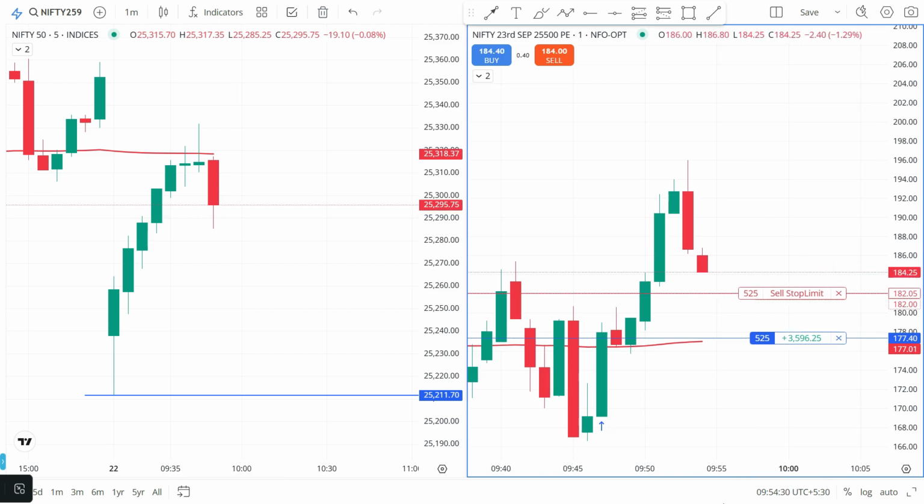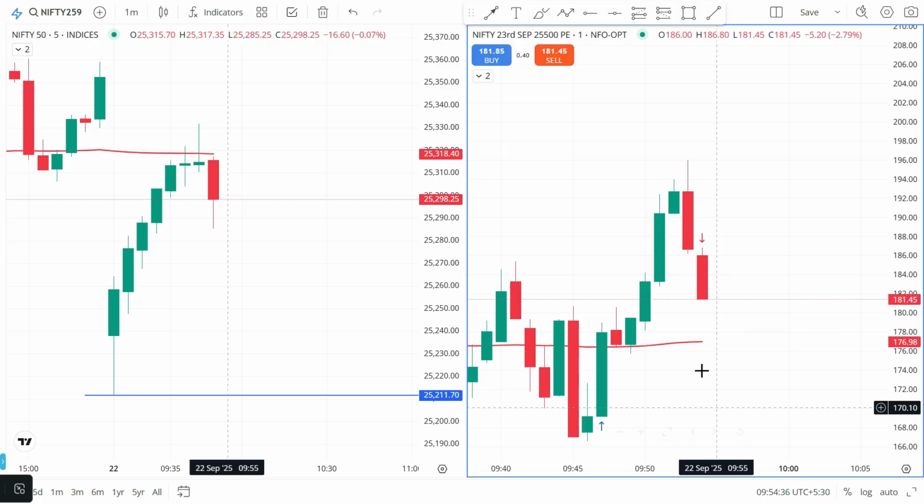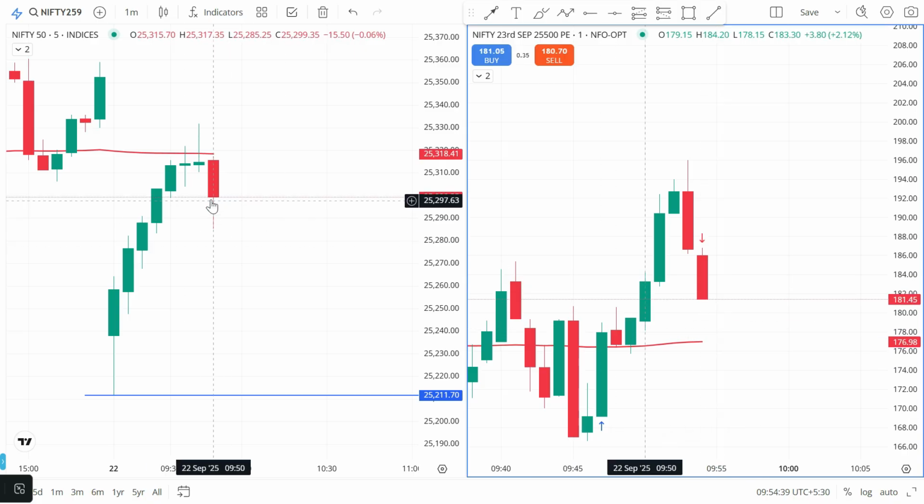Okay, you can see we just updated our trail, as you can see. It was too close to hit our SL as we expected. Our trail got triggered. The reason, you can see, let me show you these spot charts.